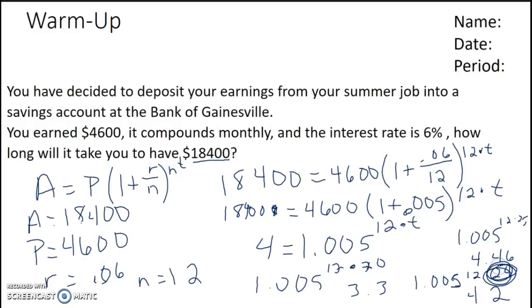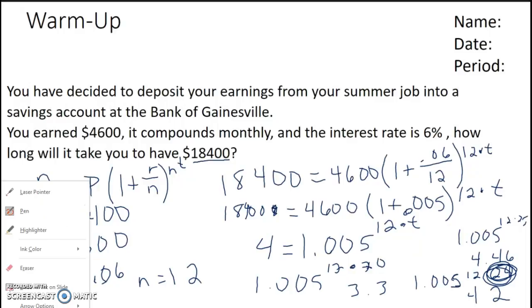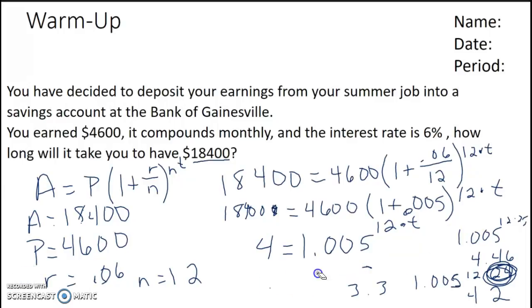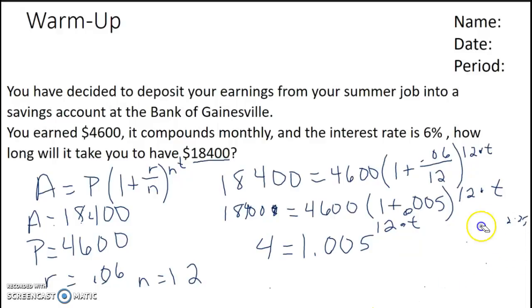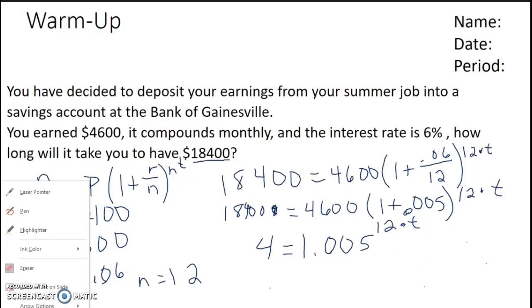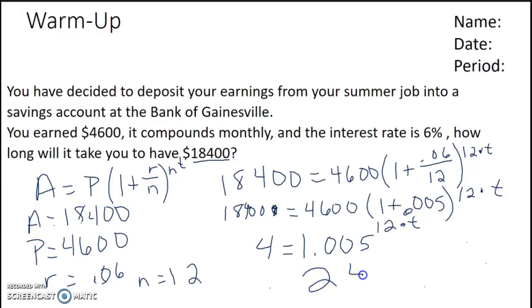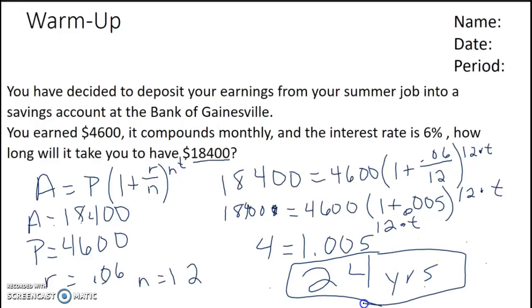All right, so hold on a second. Let's clean this up. So we want to clean up all my guessing and checking. Sorry, I hit pause on the recorder. So we just said it was 24 years. It'll take me 24 years to quadruple my money at 6% interest, compounded monthly.